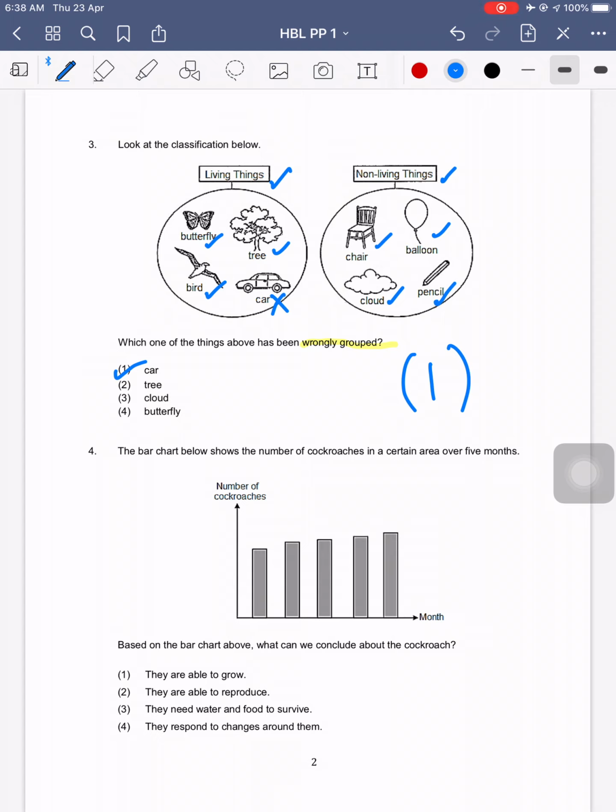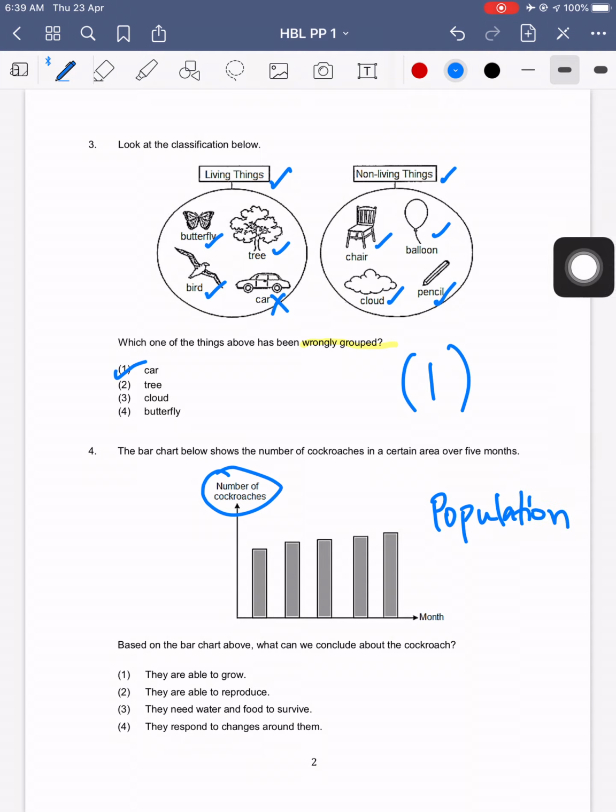Question 4. Now the bar chart shows the number of cockroaches in a certain area over 5 months. So we have the number of cockroaches, which we can say is a population, right? And we can actually see that the population has been increasing. I draw an arrow to show that it's going up. So initially, in the beginning, maybe you have 3 cockroaches, and as time goes by, you have more. Now you have like 4, 5, 6, 7, and you get more and more cockroaches.